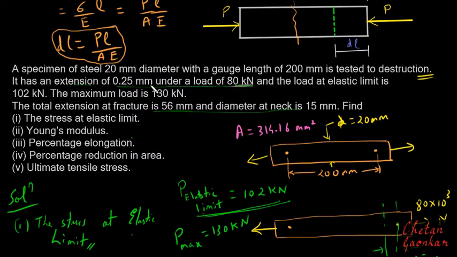Under a load of 80 kilonewton, and the elastic limit is at how much load? At up to 102 kilonewton, right? So up to 102 kilonewton, whenever we apply load up to 102 kilonewton, it will retain its elastic limit. So basically when we apply a load of 80 kilonewton, it will have an extension of 0.25 mm.